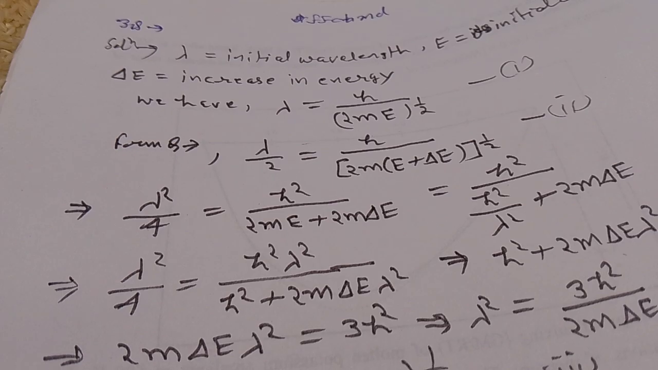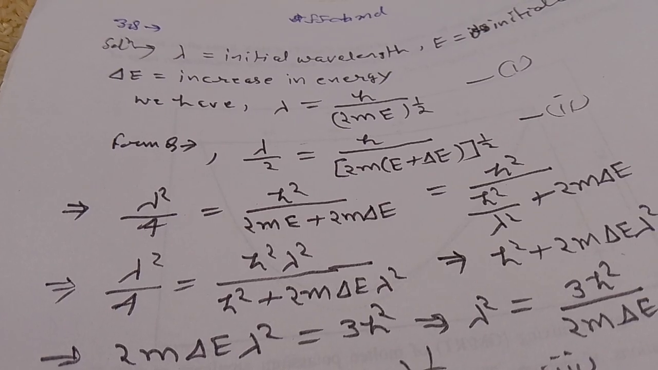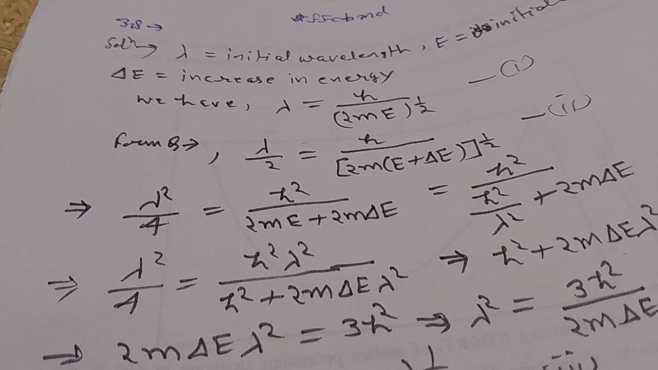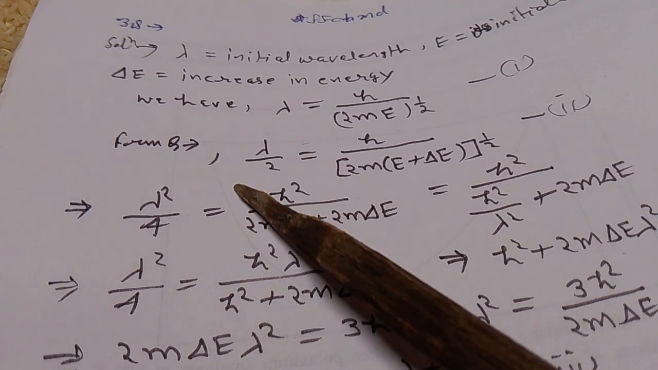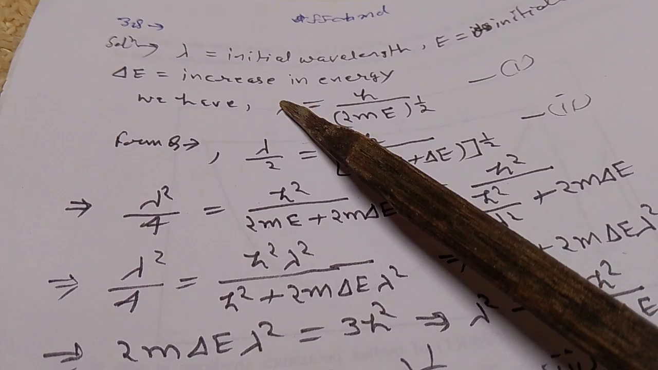a 150 electron volt increase in an electron's energy changes its de Broglie wavelength by a factor of 2. Calculate the initial de Broglie wavelength of the electron. So if we consider its solution, since the energy of an electron increases, its wavelength will decrease.